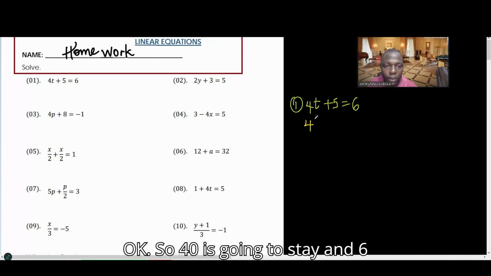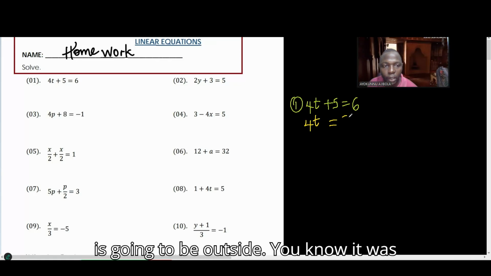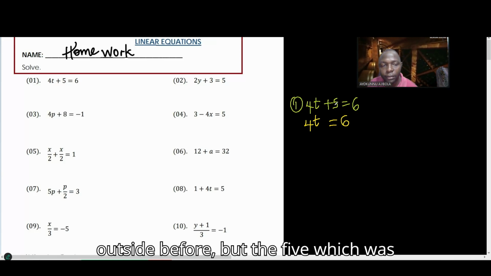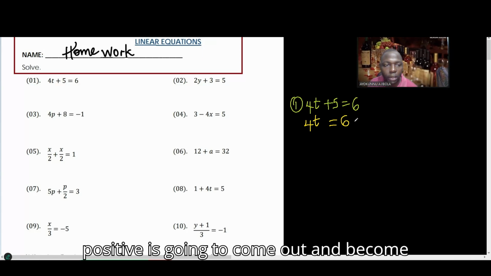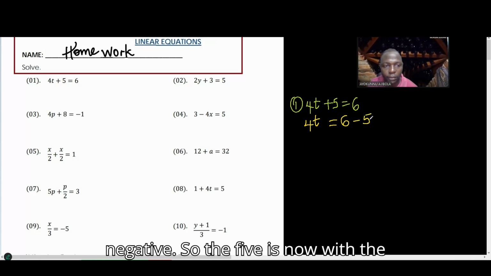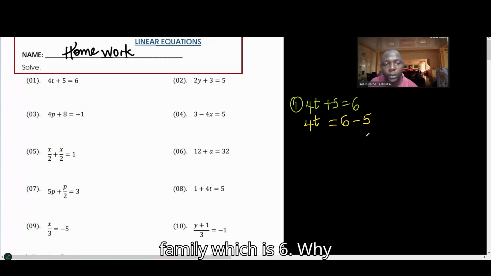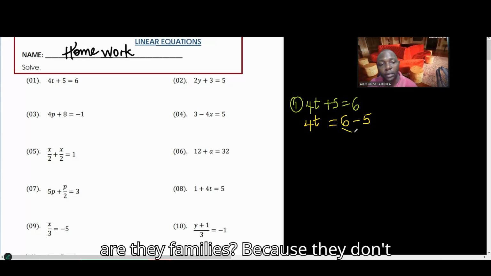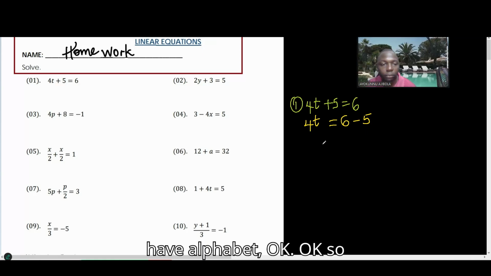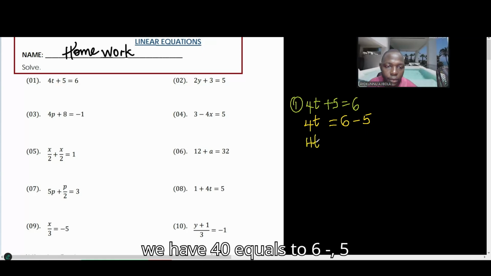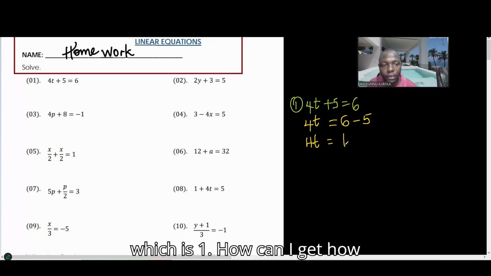So 4t is going to stay, and 6 is going to be outside. It was outside before. But the 5, which was positive, is going to come out and become negative. So the 5 is now with the family, which is 6. Why are they families? Because they don't have alphabet, okay? So we have 4t equals 6 minus 5, which is 1.